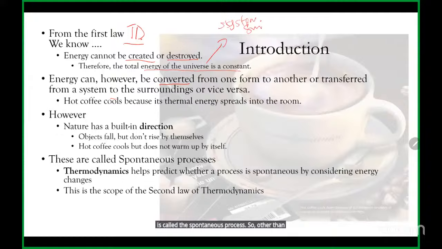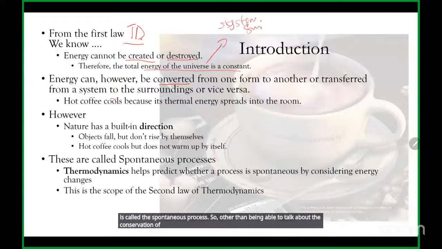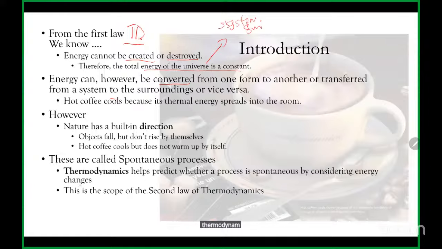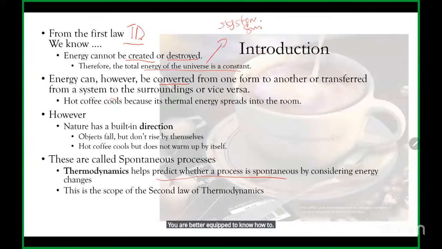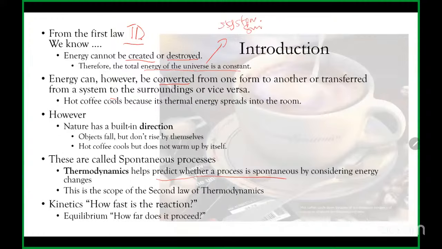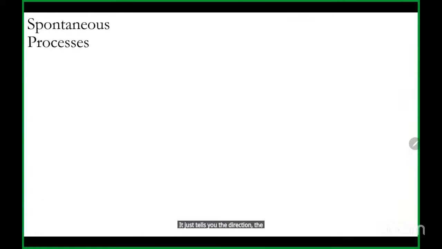So other than being able to talk about conservation of energy, thermodynamics can also help predict the preferred direction of a process. Once you know the preferred direction of a process, you are better equipped to know how to go about modifying that process. It does not talk about how fast the process will be, neither does it tell you how far it's going to proceed. It just tells you the preferred direction in which you would go.